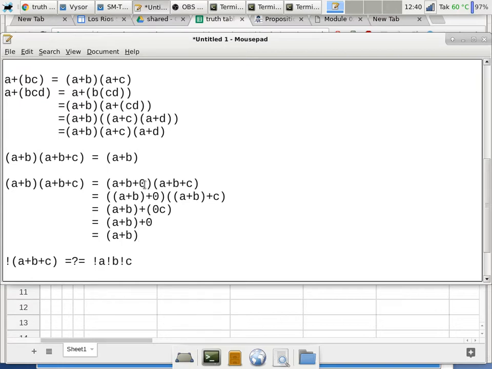No, because you can also prove it using a truth table. So a truth table in this case has 8 rows, and it's not too difficult.